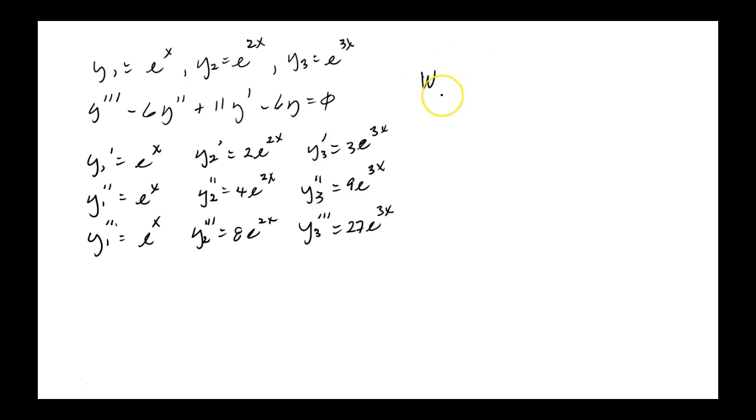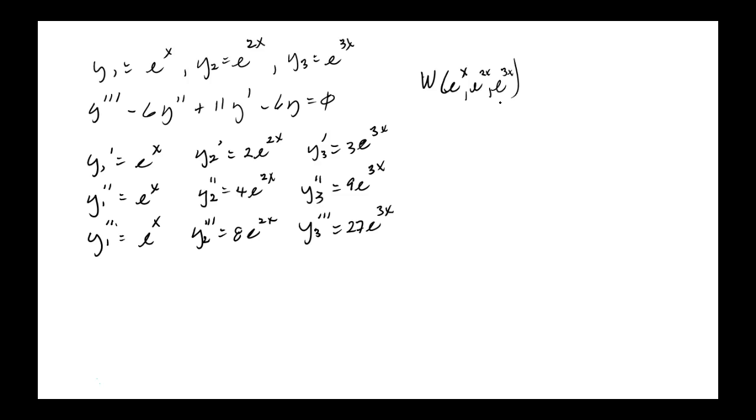So is the test basically if it equals 0, they're independent? If it's equal to 0, they're dependent. If the test is not equal to 0, whatever it is, then it's independent. So the Wronskian of those three: e to the x, e to the 2x, and e to the 3x.